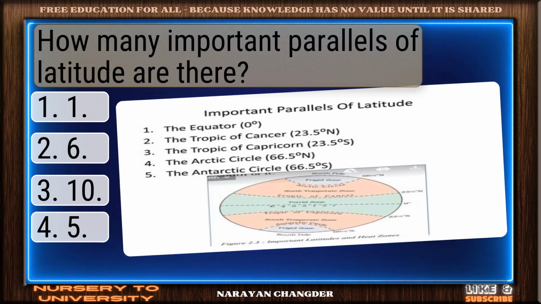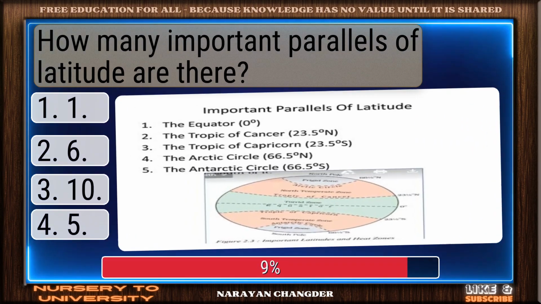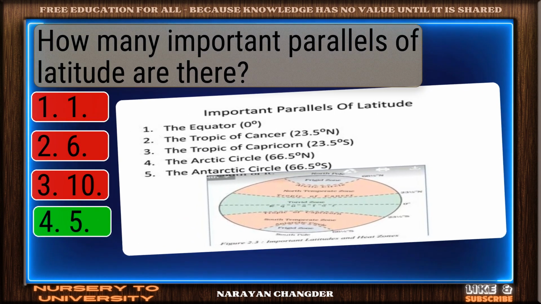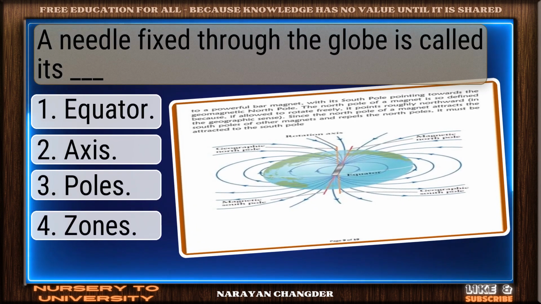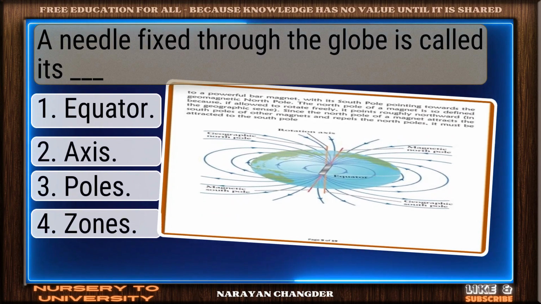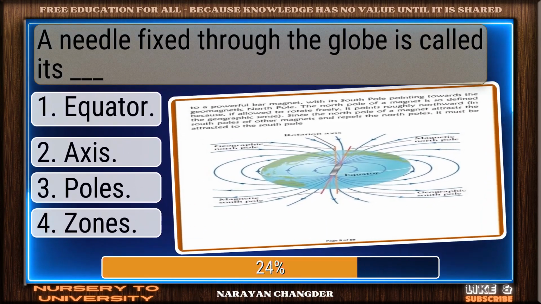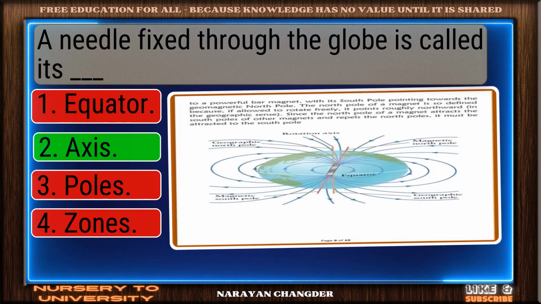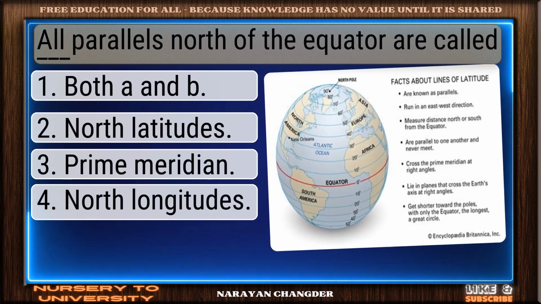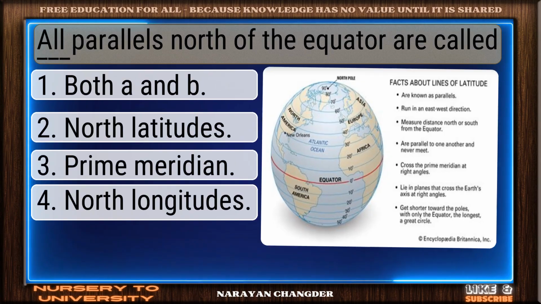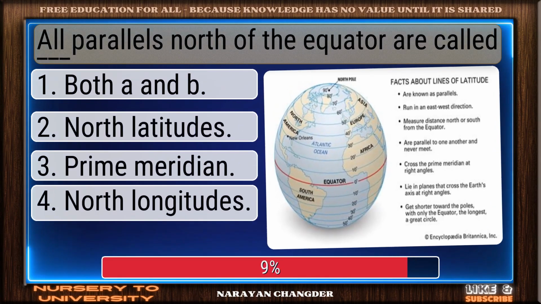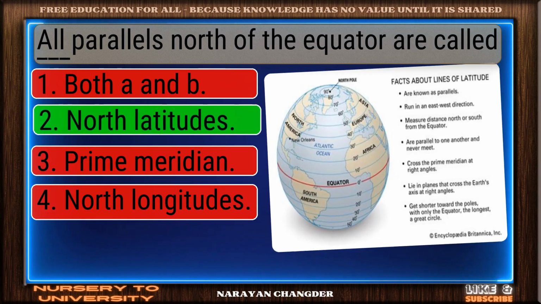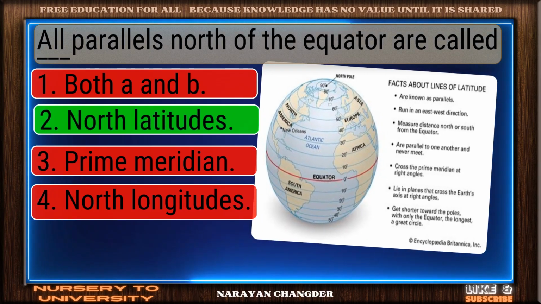How many important parallels of latitude are there? Bravo! 5 is the answer. A needle fixed through the globe is called its dash. Solid response. Axis is a valid choice. All parallels north of the equator are called dash. Well reasoned. North latitudes is the correct choice.